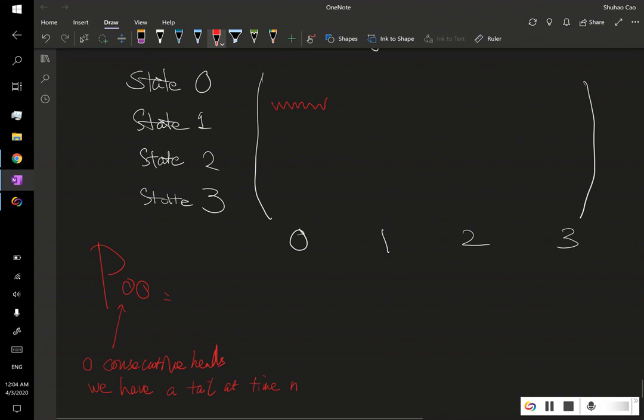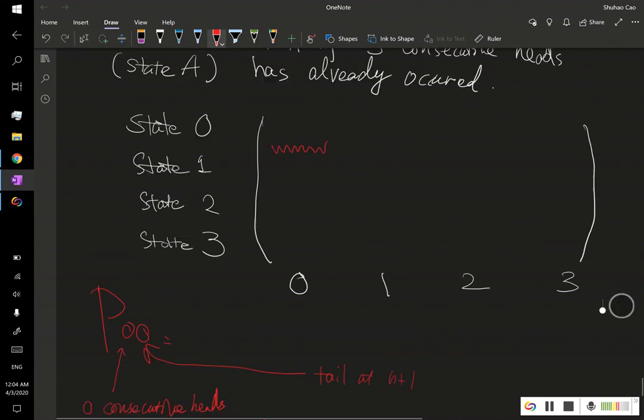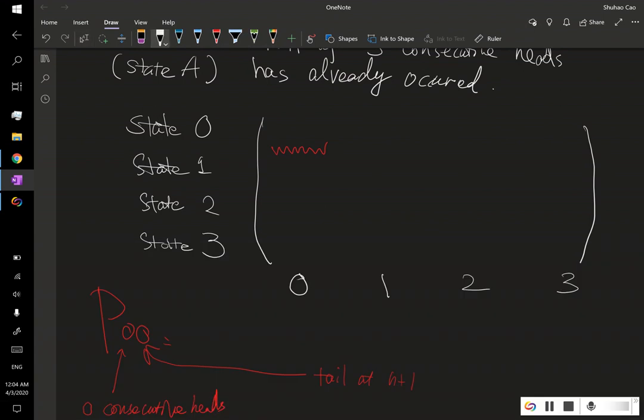Okay, and this is 0, so this is n plus 1, and it means we must have tail at n plus 1 as well, because the flips are independent. So what we have here is 1 half. So we have 0 consecutive heads, which means we have a tail right here, and from state 0 to state 0 means we flip a tail next time. So this equals 1 half, and it also equals 1 minus P01.